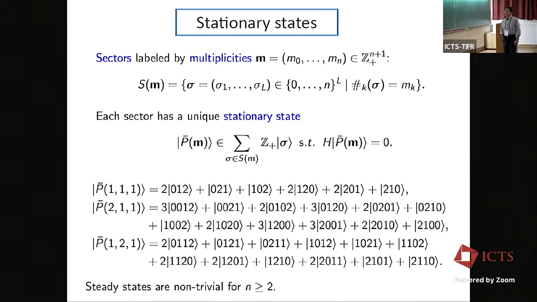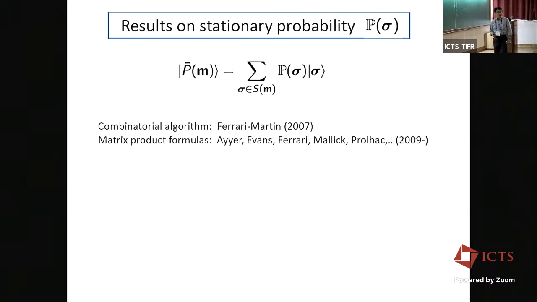It is known that this vector is trivial for n equals 1, which is the single species case, in the sense that all the possible states are realized with equal probability. But when n gets greater than 1, it becomes less trivial. So what is known about the stationary probability P sigma appearing here? This is a stationary state.